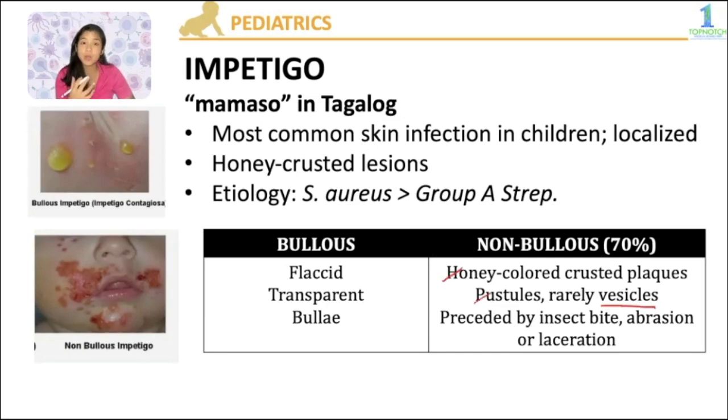Okay, so impetigo, or your mama sore in Tagalog, is the most common skin infection in children. It is typically localized to the area around the nose and the mouth, and it has the classic honey-crusted lesions. It can also be caused by your group A strep, but the usual cause for impetigo is your Staph aureus. Now, they can be bullous or non-bullous. When they are bullous, they present like this, so very flaccid, large, transparent bullae, whereas if they are non-bullous, they will present like this. Okay?